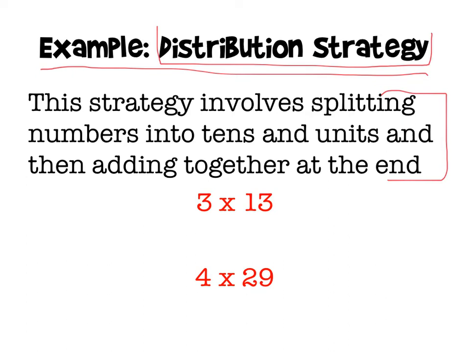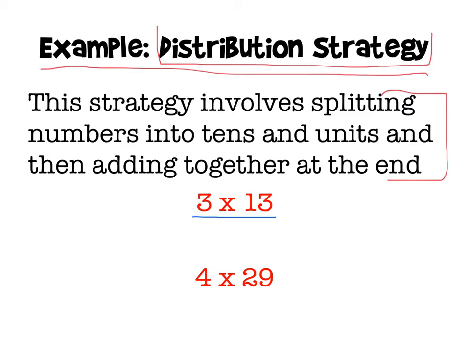So basically the distribution strategy involves splitting numbers into tens and units and then adding them together at the end. Let me show you what I mean. I have no idea of my 13 times tables, okay? So this problem here, 3 times 13, kind of stumps me a little bit. How am I meant to get that?